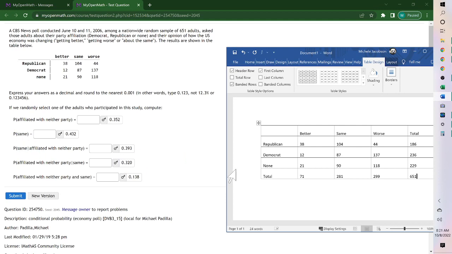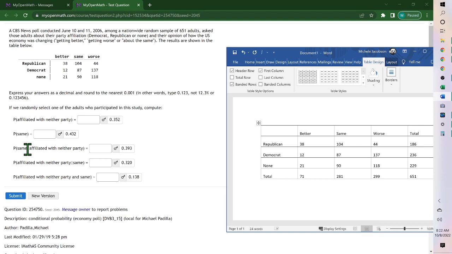Affiliated with the same. So here's same, and it would be the total, so 281 divided by 651. So if we take 281 and divide it by 651, you'll get 0.432.